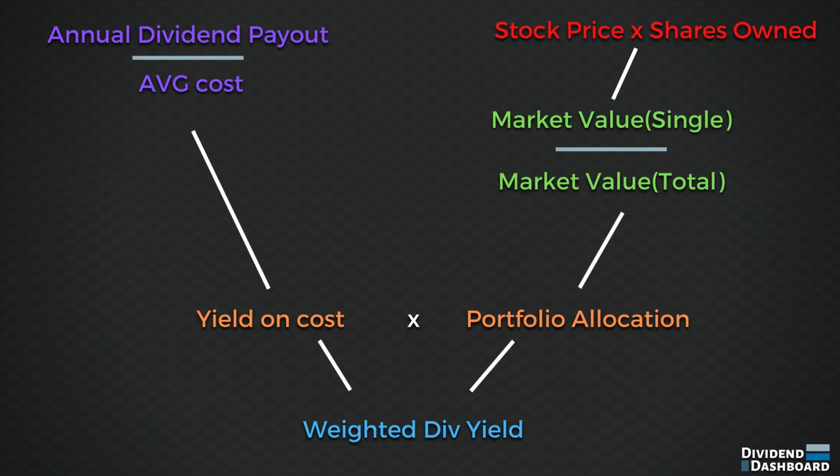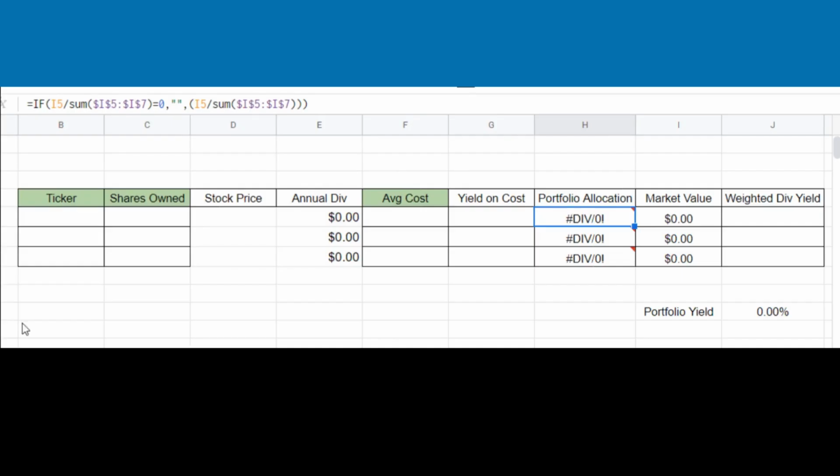Multiply yield on cost and portfolio allocation and we get the weighted dividend yield of a position. Then add all of them and you will get the weighted dividend yield of your portfolio. Let me show you a quick example.